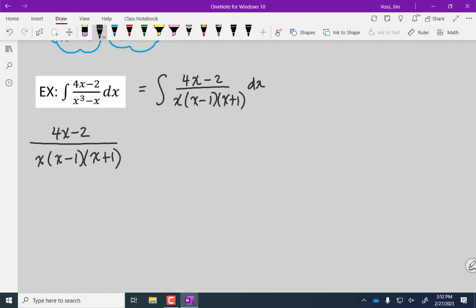The nice thing about PFD is it's so procedural. It's like mind-numbingly procedural, which is a good thing after doing trig sub. Okay, so this is going to be a over x plus b over x minus 1 plus c over x plus 1. So we have 3 linear factors in the denominator, which means we're going to have 3 partial fractions, 1 for each factor in the denominator. Any questions?